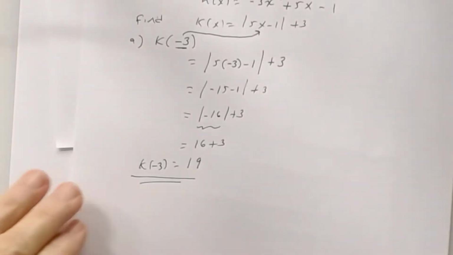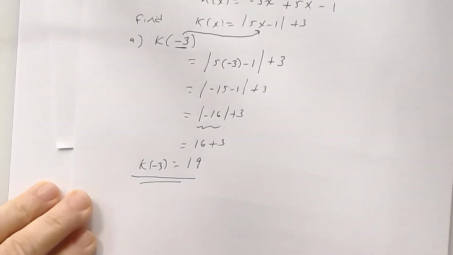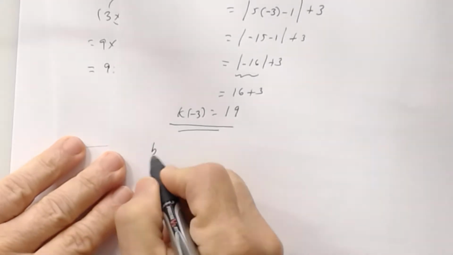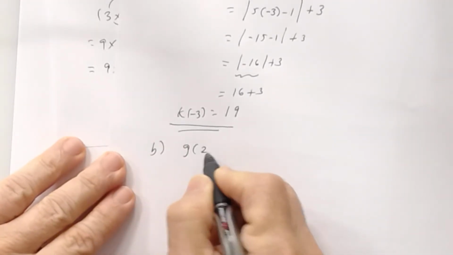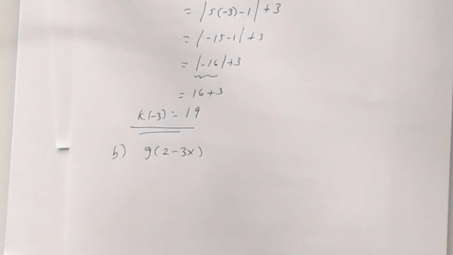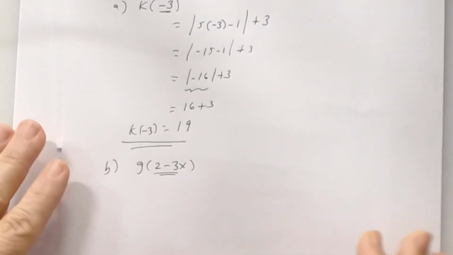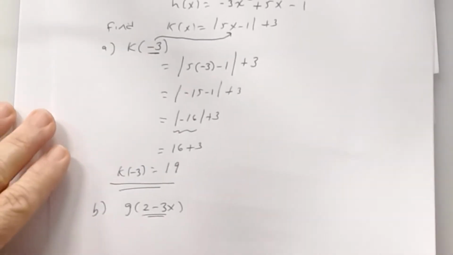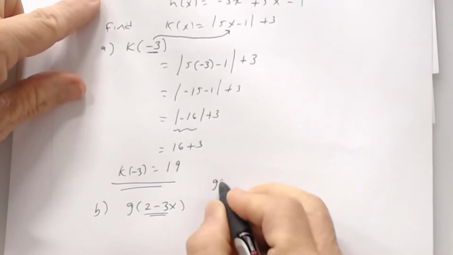Letter B. Suppose I want to find g of 2 minus 3x. G of 2 minus 3x. So what do I do? Multiply 2 minus 3x times 5. Okay, so basically, wherever you see the variable x in function g, I'm going to substitute 2 minus 3x. So let me go ahead and rewrite that function g.